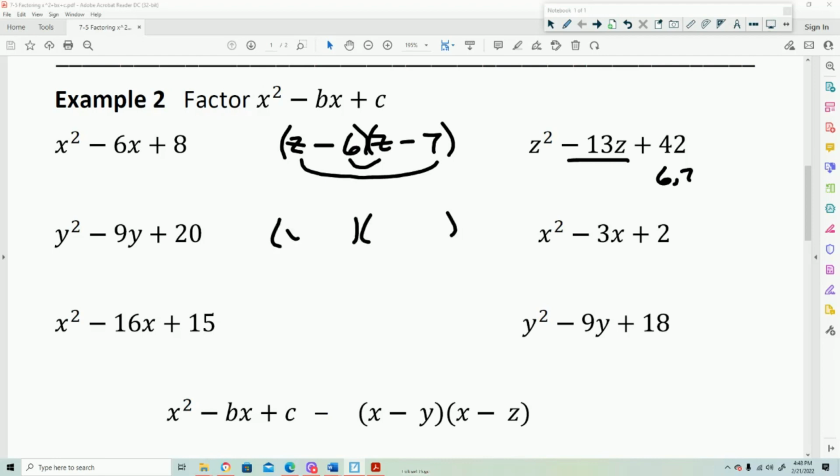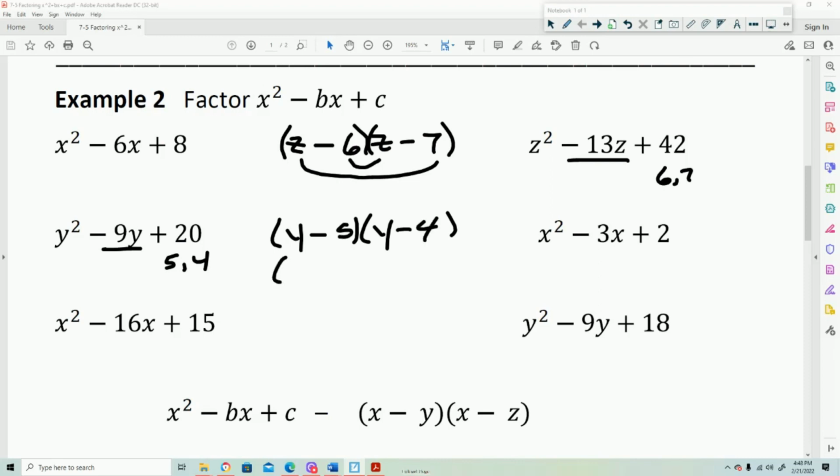Next one, we'll go with y here and y here. Well, things that multiply to be 20 are 5 and 4. That's the first thing that comes to mind, and it actually works, we get a 9 here. A subtraction-addition pattern in the trinomial gives us two subtraction signs in the factors, and we put a 5 here and a 4 here.